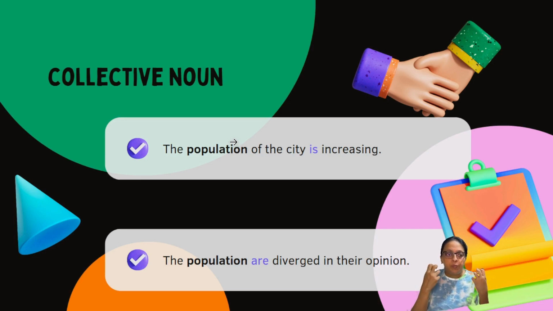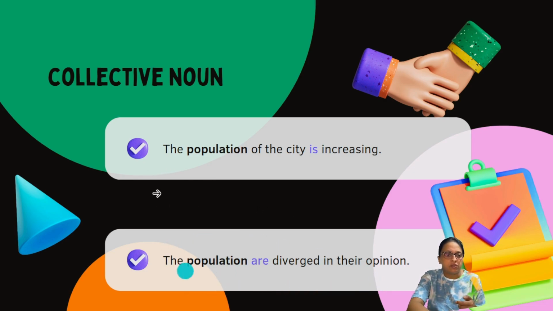Now, the population of the city means that all the people taken together, the entire population, is increasing. But in the second sentence, again, understand the meaning. We have taken a plural verb here after population, but in the first we have not. Why have we done that? The population are diverged in their opinion.